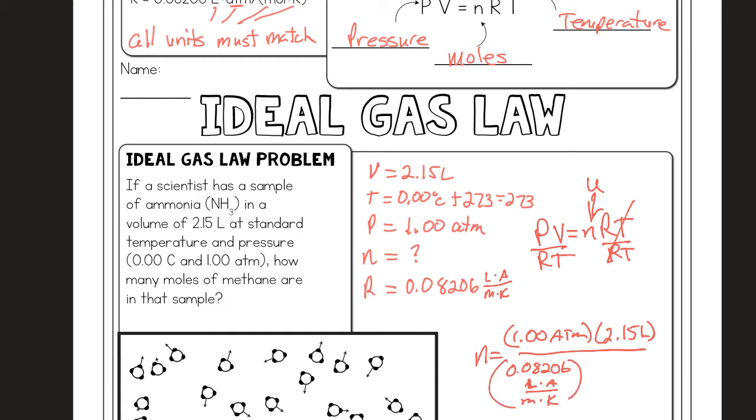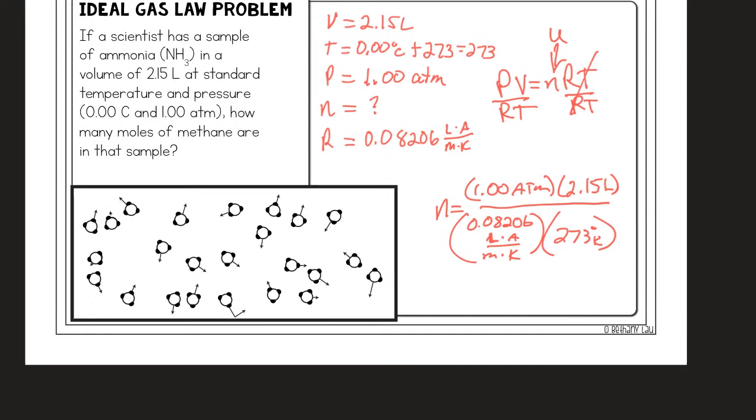And my temperature, after I converted it, is 273. So when I put that in the calculator, and I'm going to use my fraction button, N is going to equal 0.095971, and so on and so forth.